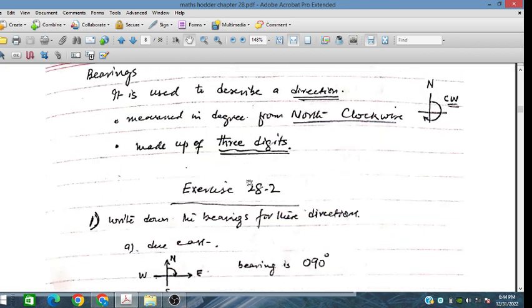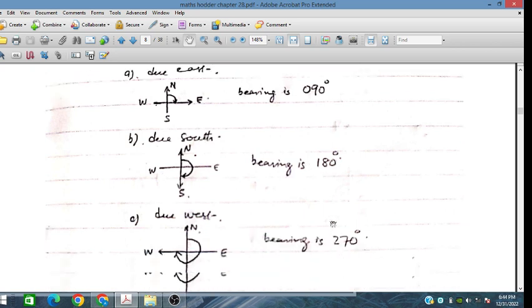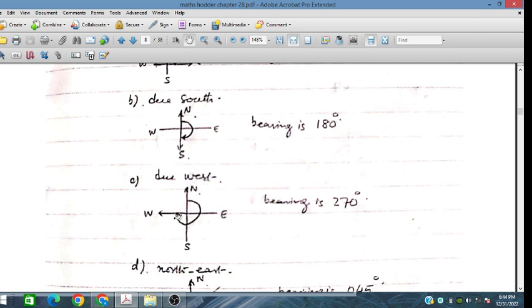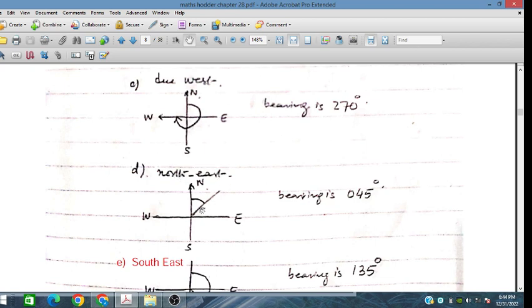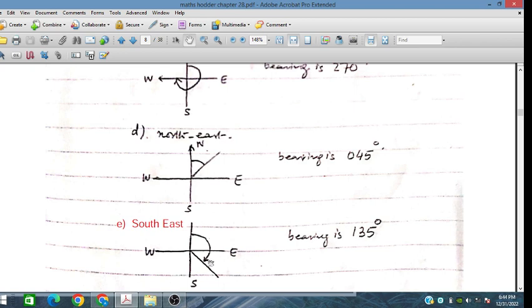So bearing is used to describe a direction measured clockwise from north and made up of 3 digits. So this is due east, north to this, 90 degrees, so 090. Bearing is always shown with 3 digits. Due south is 180 degrees. Due west is 270 degrees, and northeast is 45 degrees, so 045. South-east is 90 plus 45, which is 135.